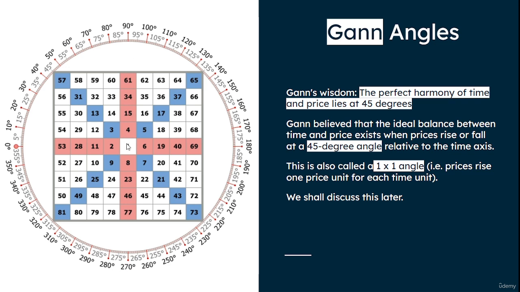So this is 90 degrees, this is 0 degrees, this is 45 degrees, this is 135 degrees. Look at the protractor here. That's how the concept of the protractor comes in. The protractor is drawn here anti-clockwise. You can make it clockwise also. 0, 45, 90, 135, look at the diagonal here, 180, 225, like that. This is also called the 1 into 1 angle, because the price rises 1 price unit for each time unit.